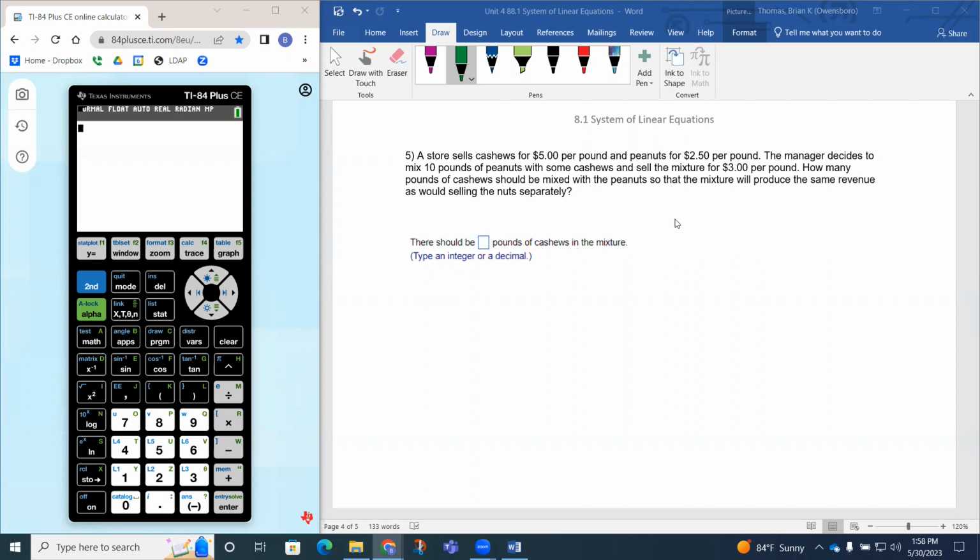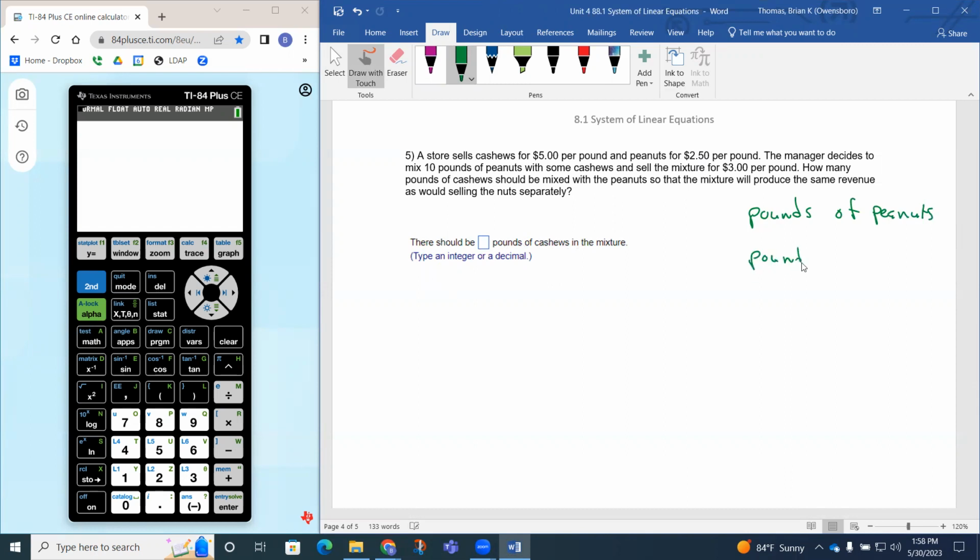So notice how we have two unknowns. We don't know how many pounds of peanuts, and we don't know the pounds of cashews. But we do know he's got a mixture of 10 pounds. So what we pick up on is the pounds of peanuts plus the pounds of cashews is going to equal 10 pounds.